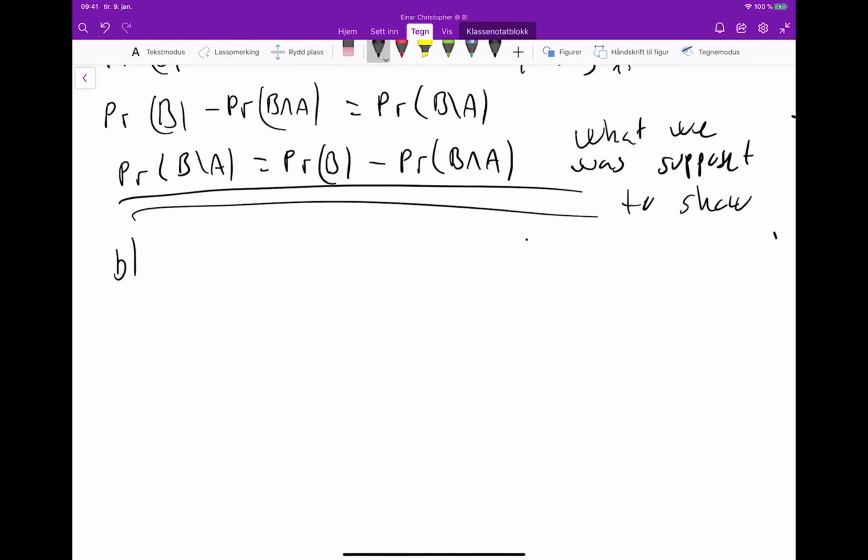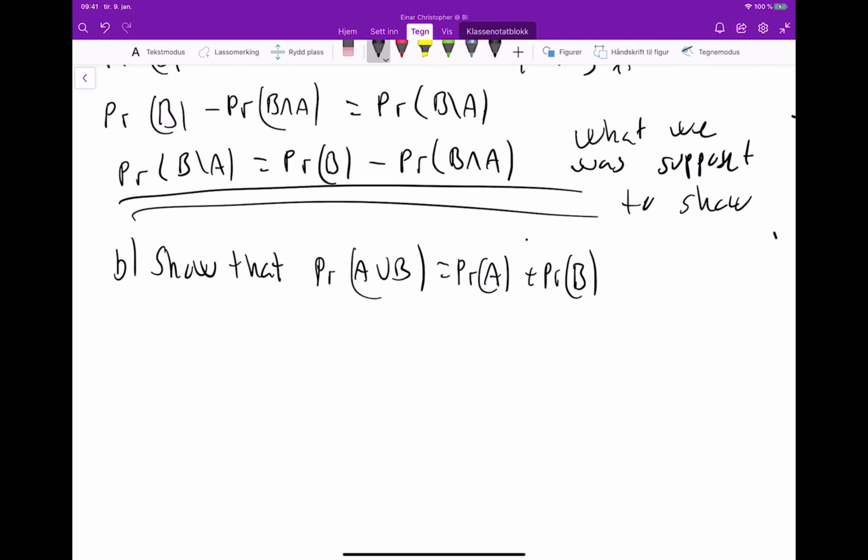So here we are going to show that the probability of A or B is equal to the probability of A plus the probability of B minus the probability of A and B. This is what we are going to show, but we get a hint. We will use the hint.